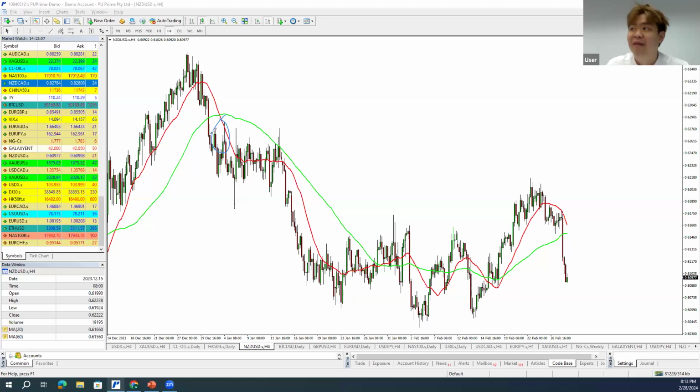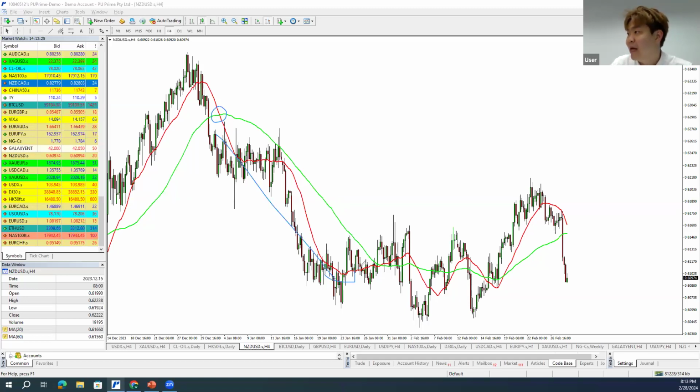Once it forms, we can have more confidence that NZD USD should be dropping further. Okay, so this is one of the good examples of combinations of candlestick pattern as well as the crossover. You can notice this is one of the good examples: when the short-term line crosses below the long-term line, it starts to show some bearish momentum.